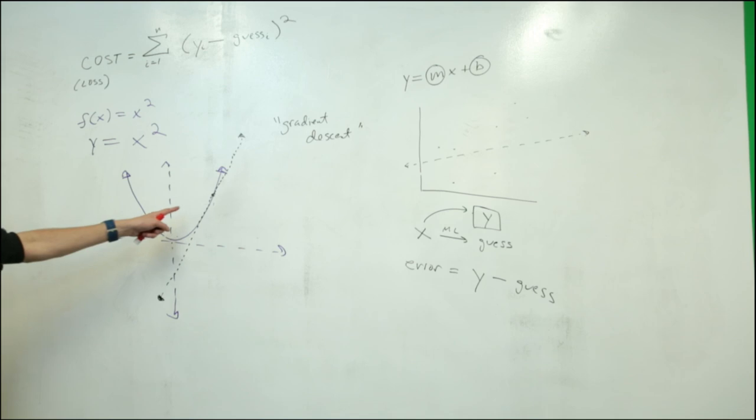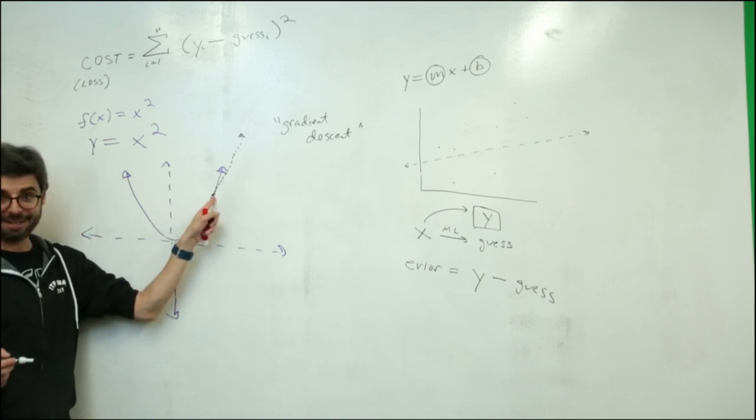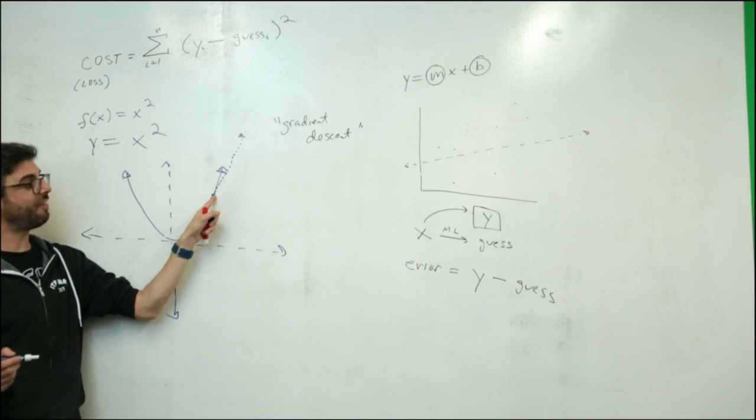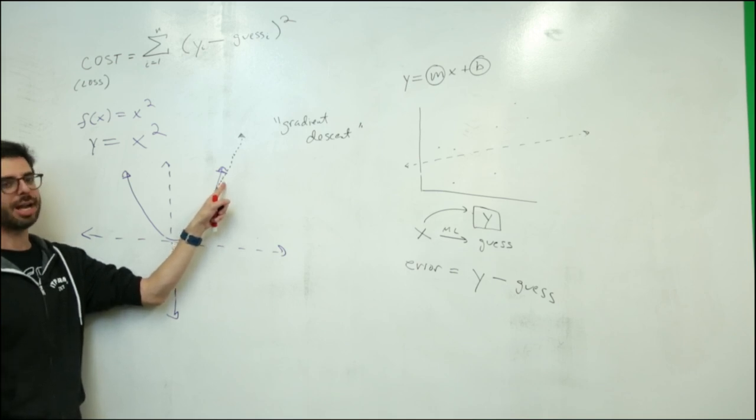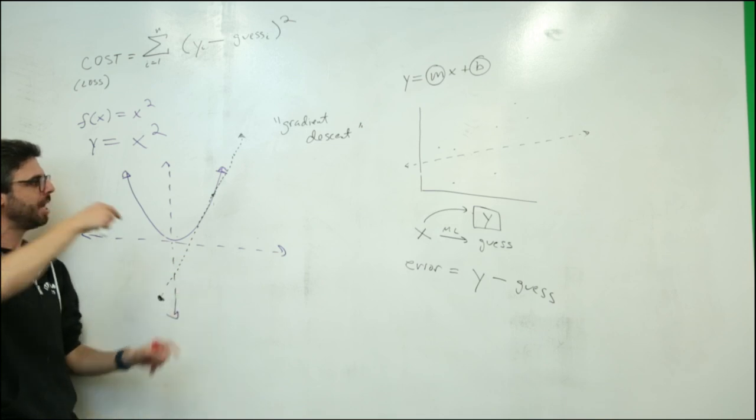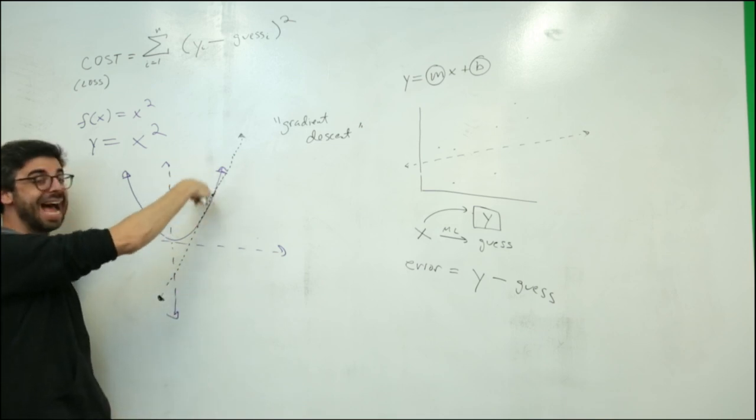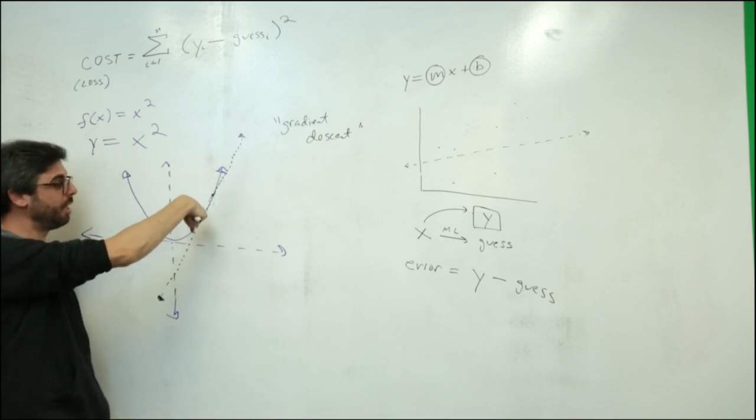So if I'm able to compute this line, then I could say, well, if I go in this direction, it's going up, and I'm going away from the minimum. If I go this direction, I'm going down, and I'm going towards the minimum. So I want to go down.